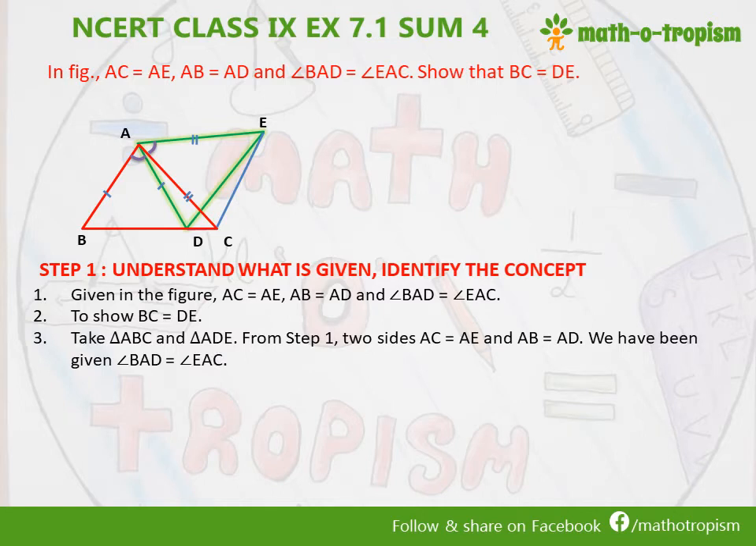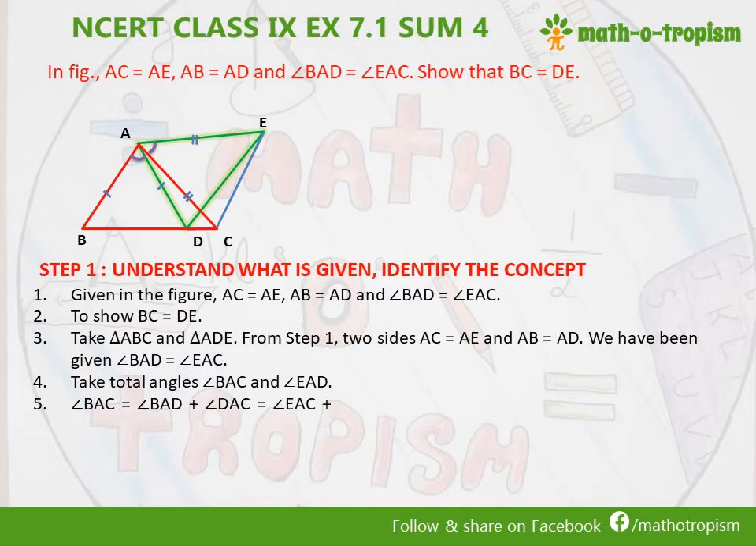Now if we see the triangles ABC and ADE, in both the triangles only part of the total angle A has been given as equal, and we can see that the middle part or the balance part is common in both the triangles. So we take the total angles BAC and angle EAD. Now when we write the total angle BAC, it is equal to angle BAD plus angle DAC. Now from step 1, instead of BAD, if we write angle EAC, then it becomes angle EAC plus angle DAC, which means that it is the total angle EAD.